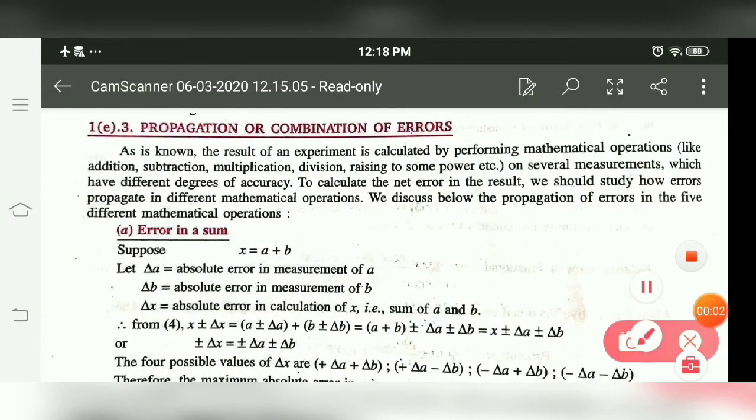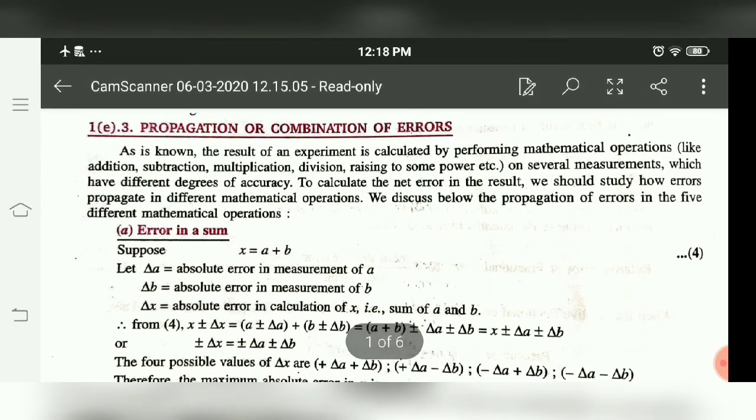Next is combinations of error. In a recent video we discussed what errors actually are and their types: absolute error, mean absolute error, relative error, and the percentage error. Now we are going to discuss in this video the combination of errors.